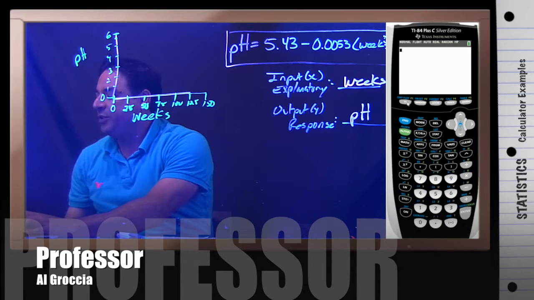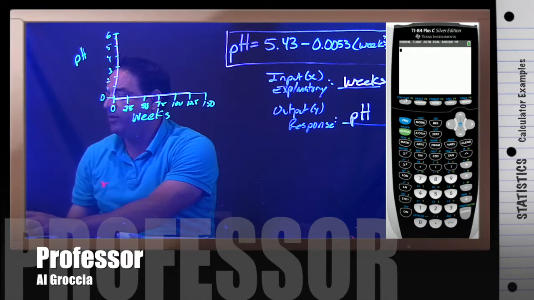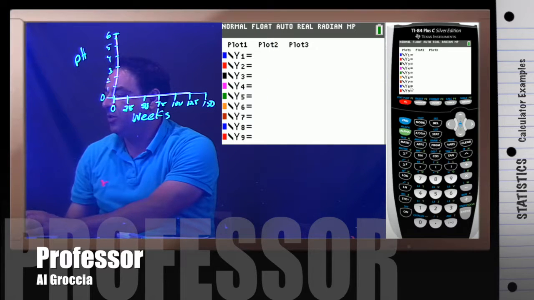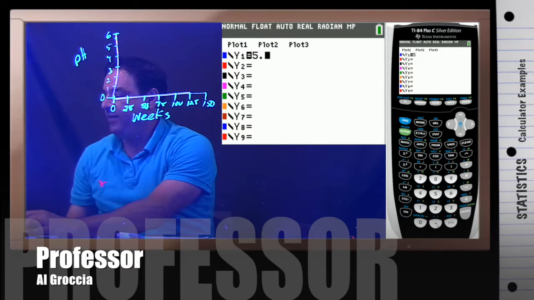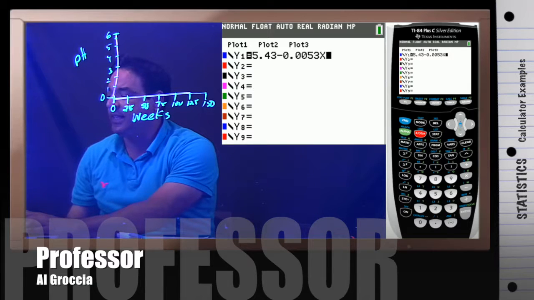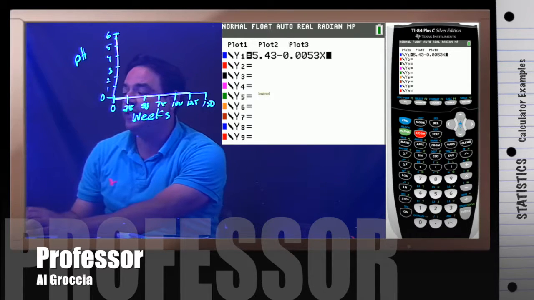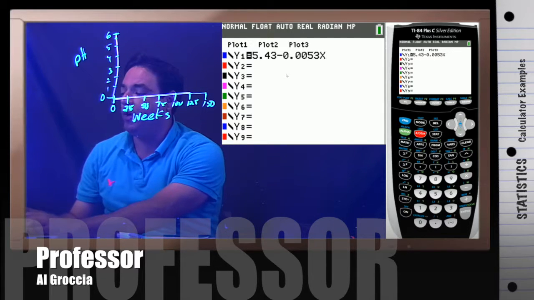First thing we're going to do is go to our y equals. So we press y equals, and we're going to insert our equation. The equation is 5.43 minus 0.0053x. Now I'm going to point out, make sure when you check your calculator, there's nothing else in y2, y3, y4, all the way down. Also double check that your plot 1, plot 2, plot 3 are unhighlighted. If they're highlighted, go up to it and push enter to unhighlight. So again, we want our plots to be off, and we put our equation in y1.